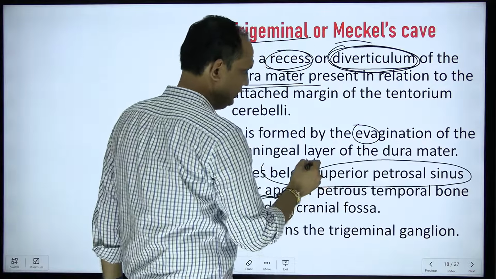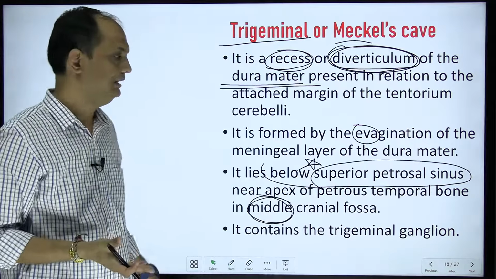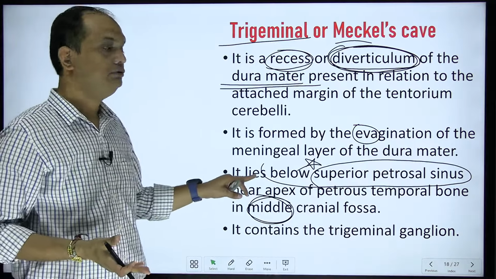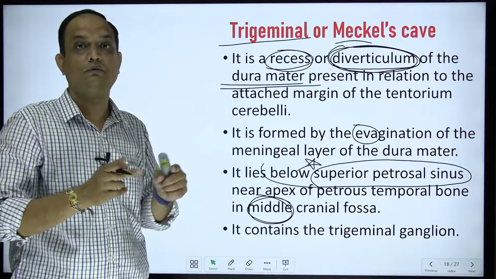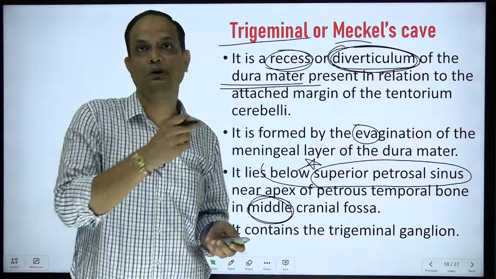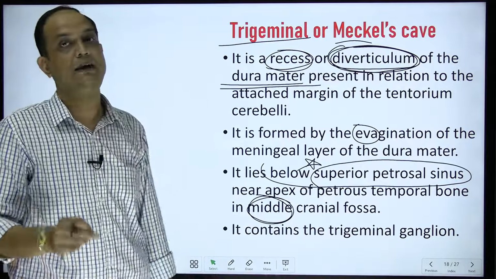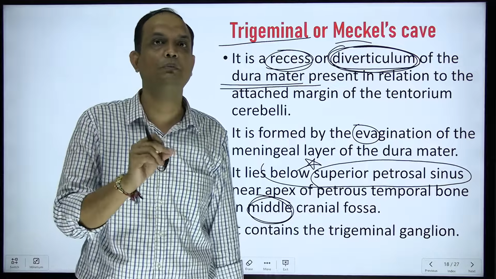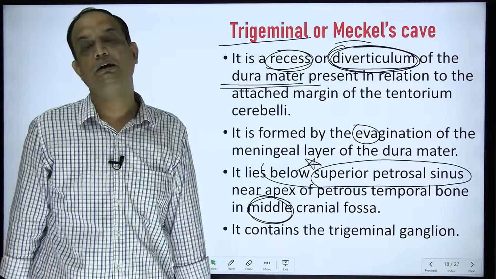Bachon, ye bhi bada important question hai, ki ye superior petrosal sinus ke niche banta hai, aur ye jo aapki border hai, attached or free margin, वहां पे जो petrous part of temporal bone अभी मैंने आपको दिखाया था उसके apex के पास बनता है. So it is near the apex of the petrous part of the temporal bone in the middle cranial fossa, and it contains the trigeminal ganglia.